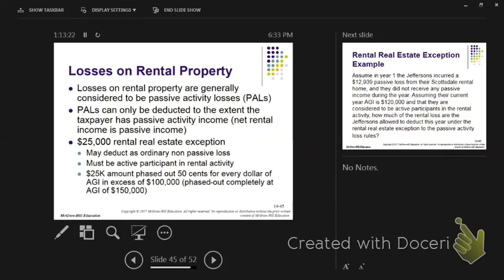However, there are income limitations, so that $25,000 is phased out for every 50 cents that you go above $100,000, and it is phased out completely once you hit over $150,000.